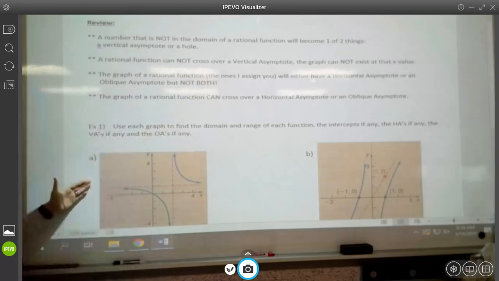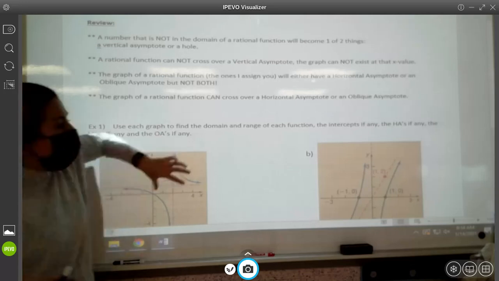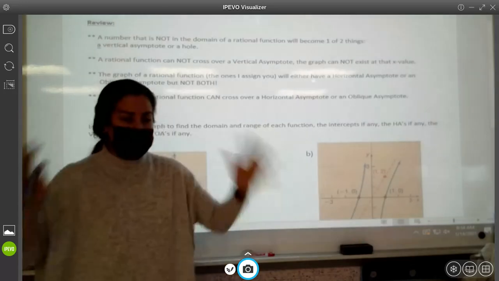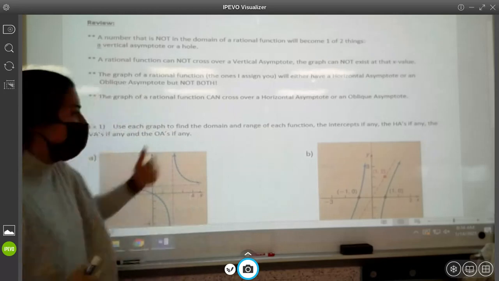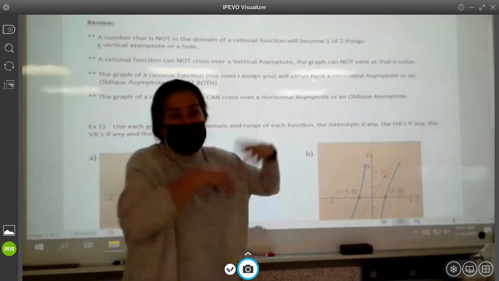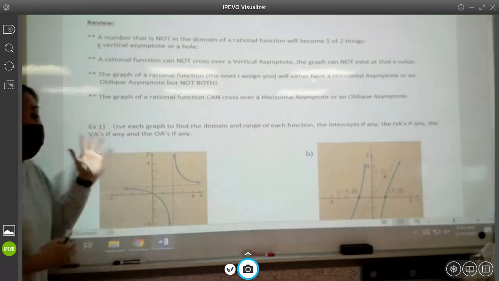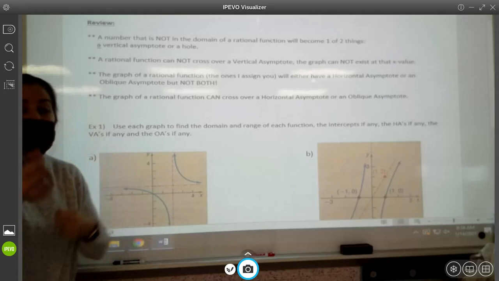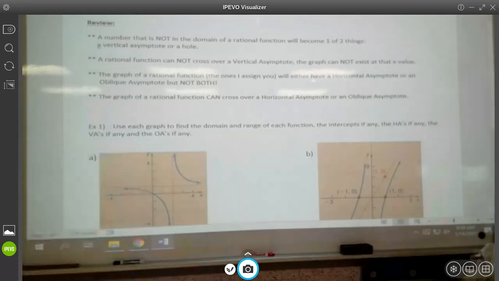The only type of problems we have left in this section is they're going to give you an already graphed rational equation. All you have to do is pick off all the components. They're going to ask you to identify the domain, the range, the intercepts if it has any, the HAs if it has any, the oblique if it has any, and the VAs. So guys, we just have to look at these graphs and pull all this information off of it, and everything's already there for us. Let's see what we got.